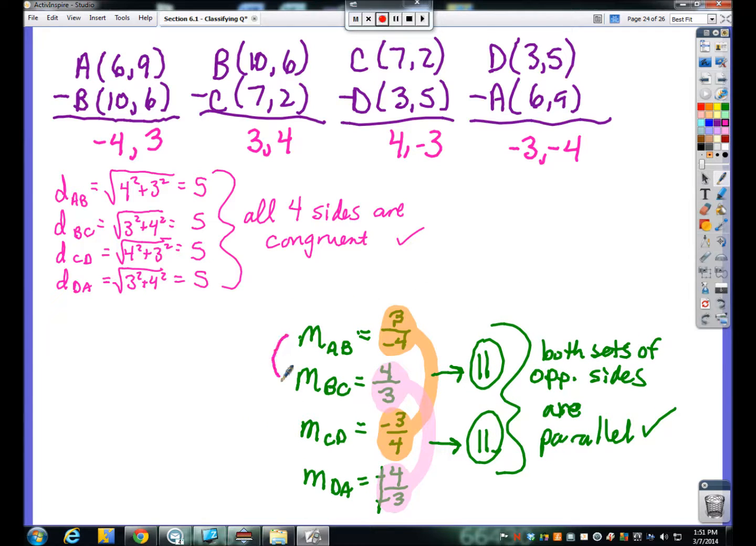So these would be adjacent slopes, AB and BC. Is -3/4 and +4/3 negative reciprocals of each other? The answer would be yes, they are. So those are perpendicular. Now, does that mean you can just stop right there and say, yeah, we got one 90-degree angle, so all of them are 90? It depends on what other properties you know, but we're just going to keep going, okay?